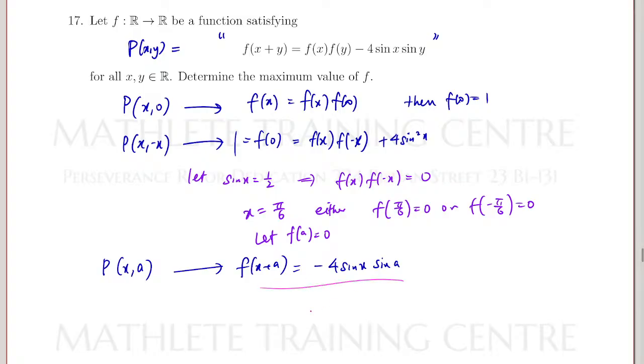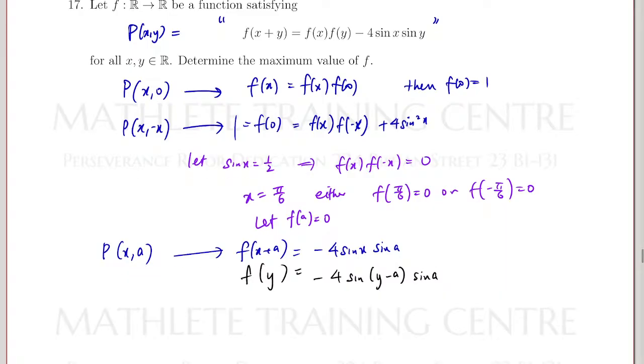This is a statement that's true for every value of x. And you are basically done at this point. How come? The final step you just need to do is to replace x plus a by x. How to replace x plus a by x? One way to do so is to say, maybe I let y be equals to x plus a. Then this is saying f of y equals to, if y equals to x plus a, then x is y minus a. So it's minus 4 sine y minus a sine a. Done. We have solved the functional equation.